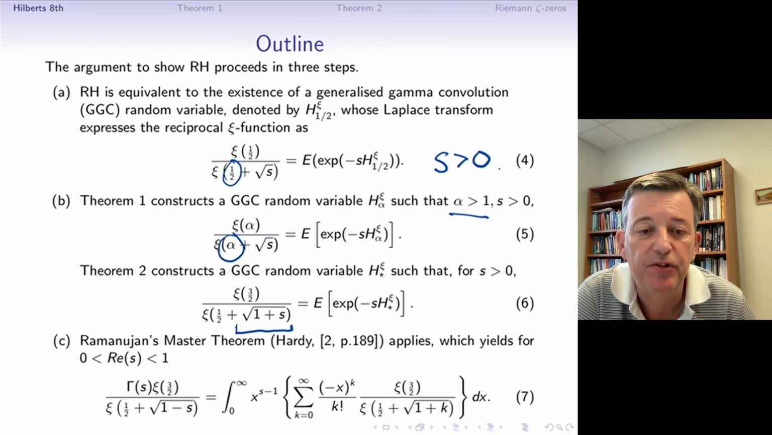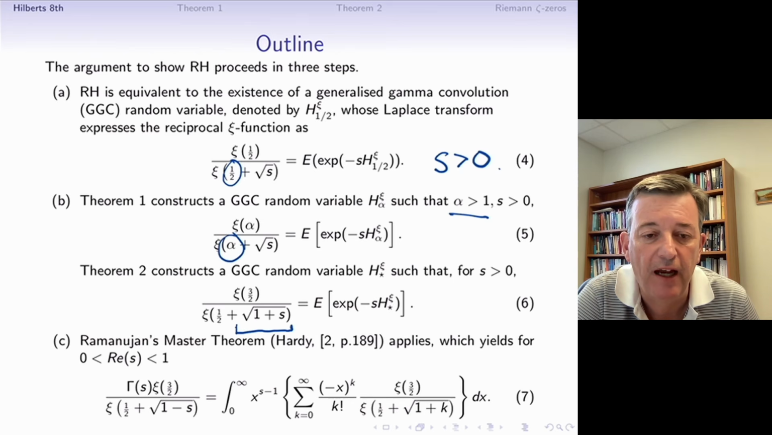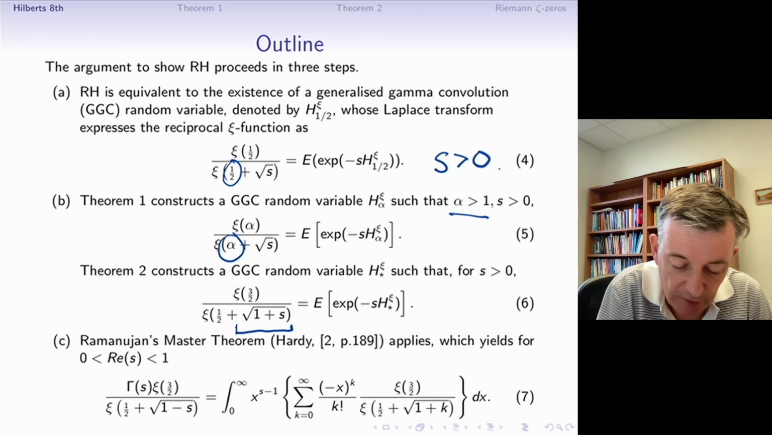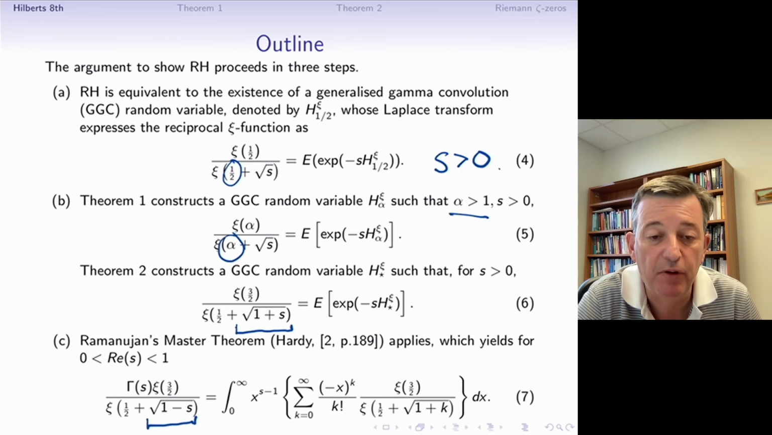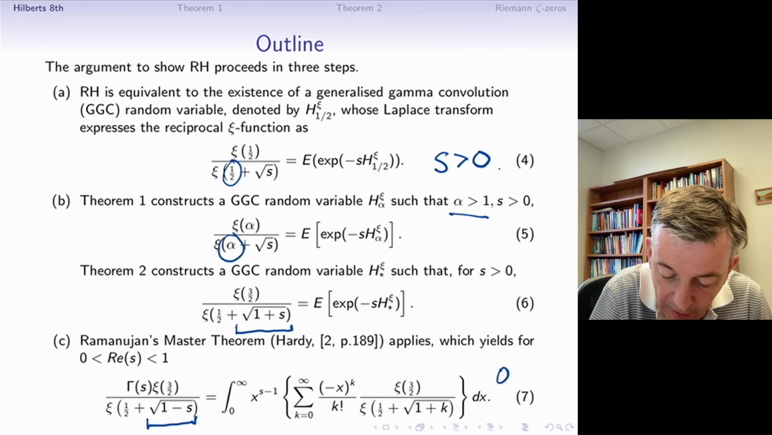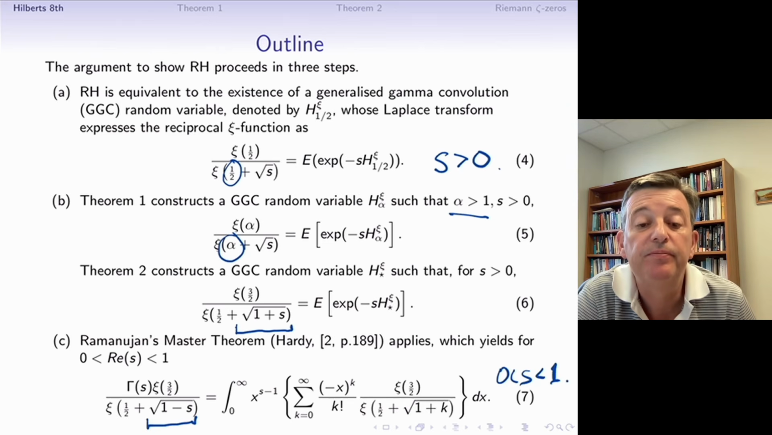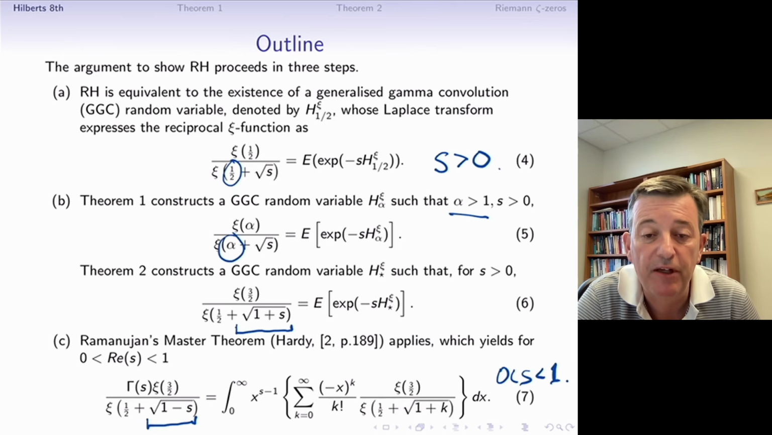And that essentially needs us to provide an analytical continuation of the zeta function to the line s goes from 0 to 1. And the way we do that is by something called Ramanujan's master theorem. For example, look in the famous reference by Hardy. And so that will now allow us to evaluate not at the square root of 1 plus s, but at the square root of 1 minus s. And again, we're just considering a real s in our application of Ramanujan's master theorem.